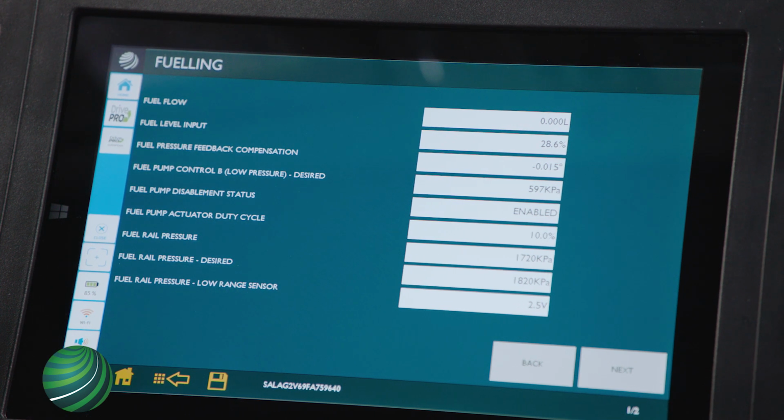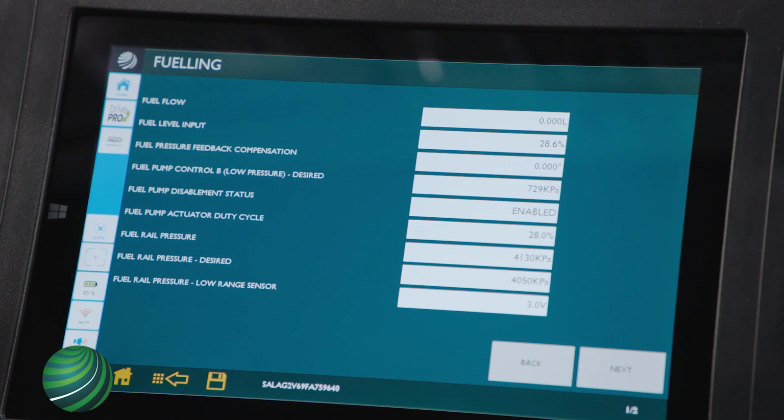Once engine idle stabilizes, fuel pressure drops to 549 kilopascals. Next, raise and hold the engine RPM to 3,000. Fuel rail pressure desired and actual should be about 4,800 kilopascals.